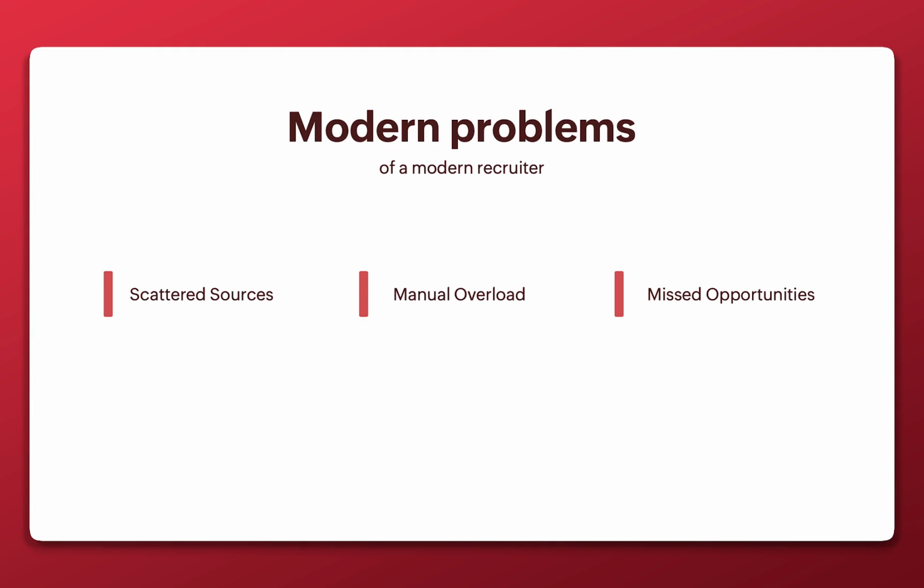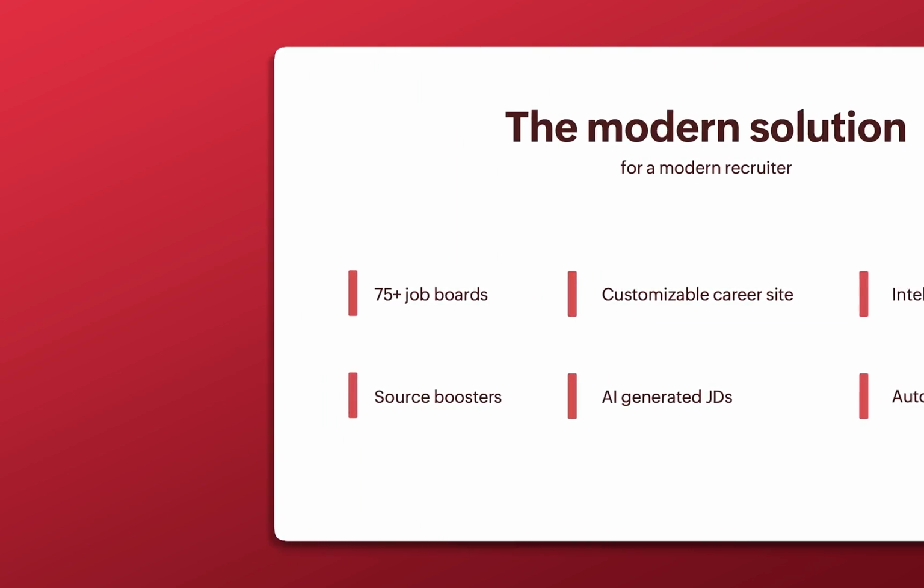Next, let's talk about the manual overload. Once you've found some potential candidates, you have to screen the resumes manually, schedule interviews, and follow up with the candidates. This is a time consuming process that can take away from important tasks such as building relationships with clients and developing your recruiting strategy. Finally, let's talk about the missed opportunities. With so much to do, it's easy to miss out on great candidates. If you're not careful, you could end up hiring someone who isn't a good fit for the job, or you could even lose out to another recruiter who is more efficient and effective.